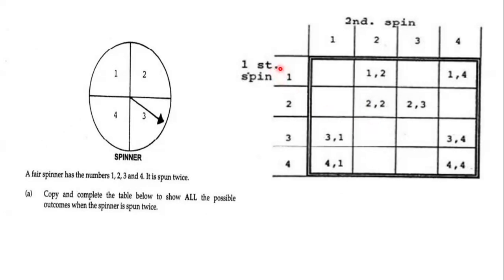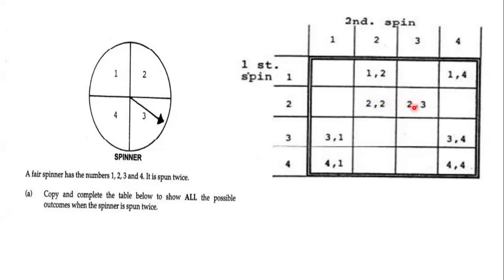So this is the first spin, right? And this is the second spin. So when they have 1, 2, what does 1, 2 mean? 1, 2 means that the first time it is spun, it lands on 1. And the second time it is spun, it lands on 2. That's a possible outcome. And this one means that the first time it is spun, it lands on 1, and the second time it is spun, it lands on 4, right? This one means that the first time it is spun, it lands on 2. The second time it is spun, it lands on 2 as well.